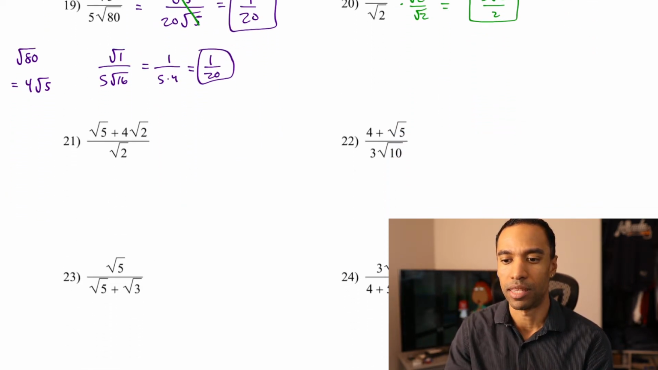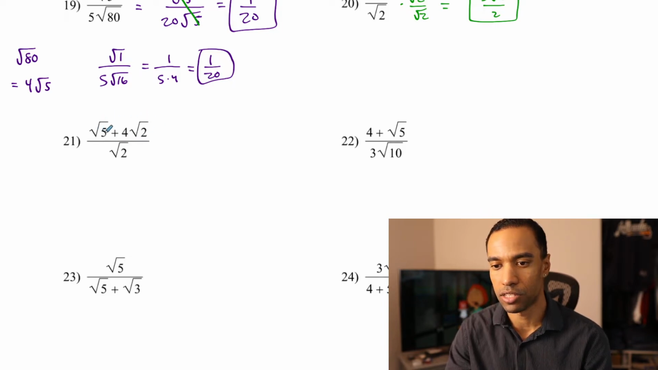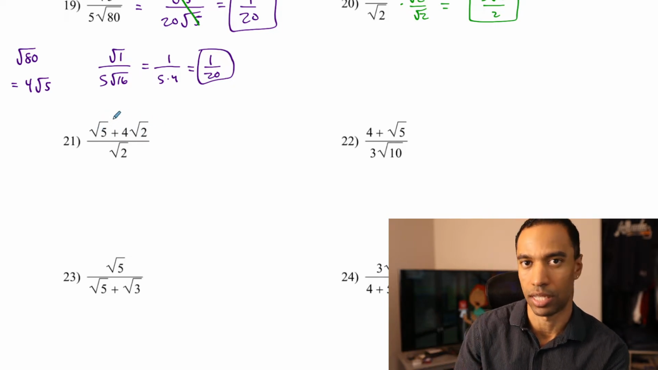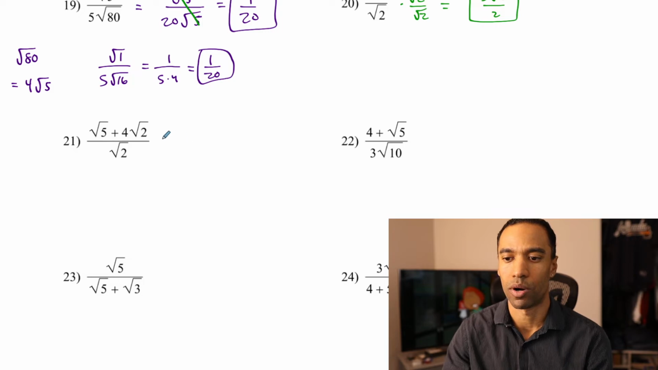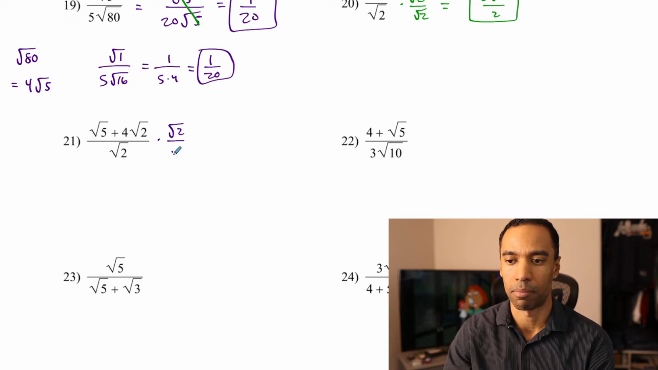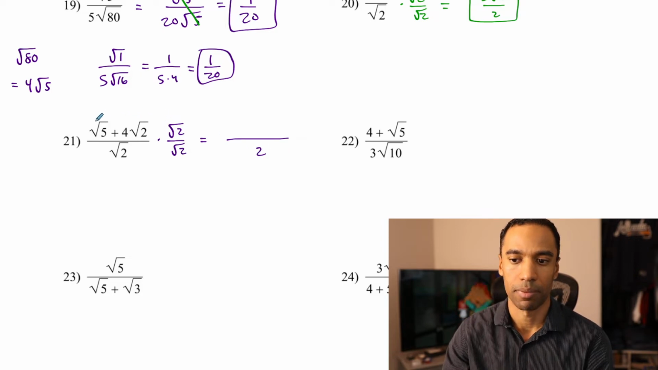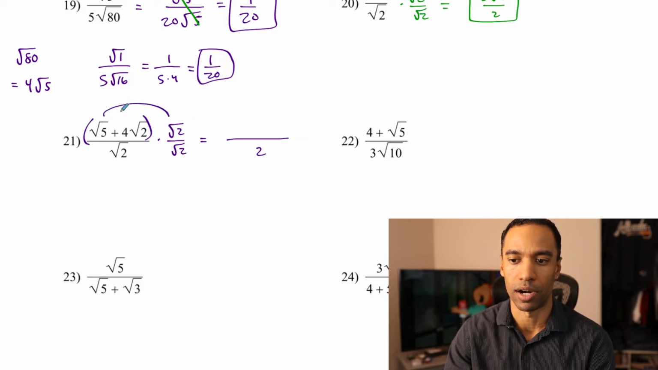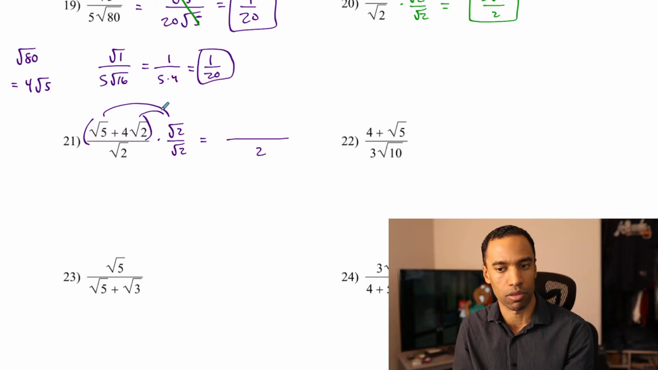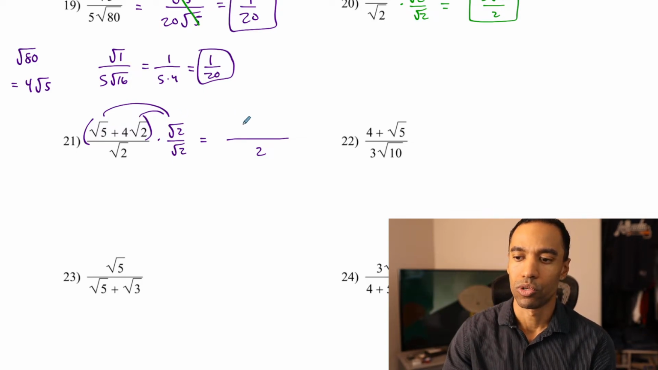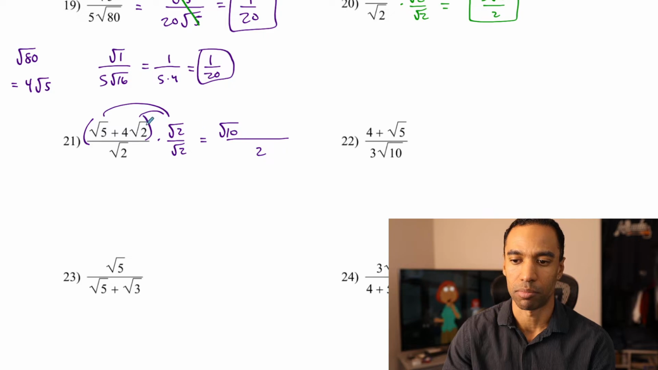Number 21 is going to be the exact same. First, see if anything can simplify and combine on top. It looks like you can't. But the bottom is a square root of 2. We're going to have to multiply top and bottom by root 2, which gives us a 2 on bottom. But the top gives us root 2 multiplying by that quantity. You got to distribute root 2 into both of those. Root 2 times root 5 is root 10, which cannot be simplified.